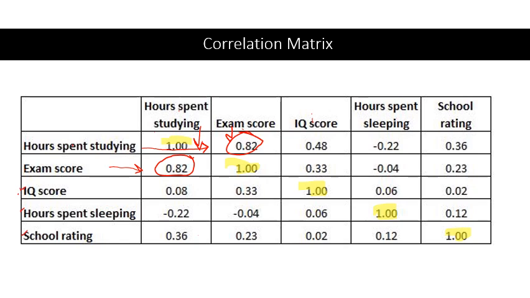Hours spent sleeping corresponds inversely with hours spent studying. As sleep goes up, studying goes down. And you can see it's listed here as minus 0.22, a weak negative correlation. And also, if we follow hours spent studying across, we can see it also right here, this minus 0.22.